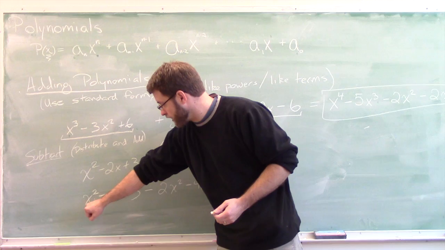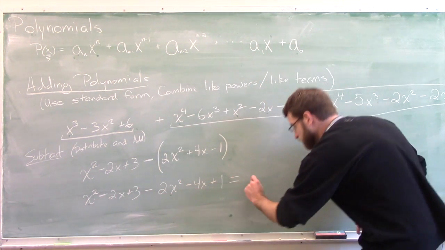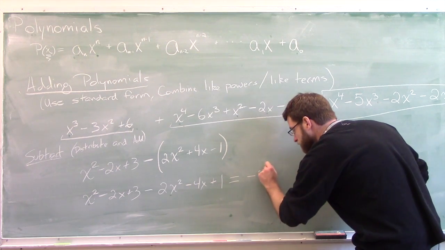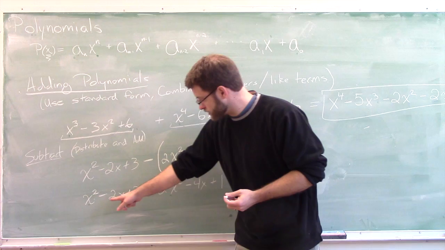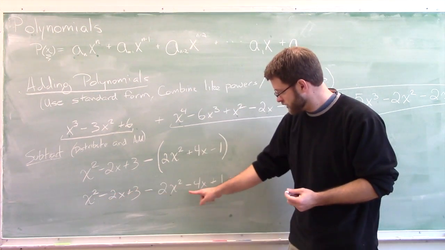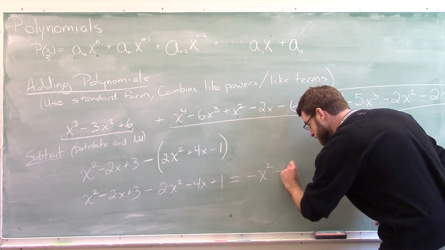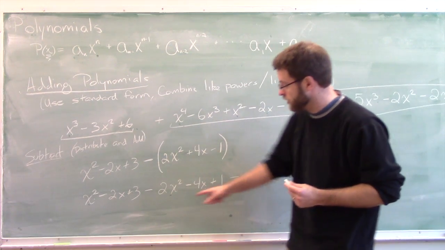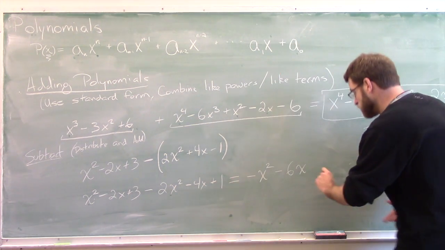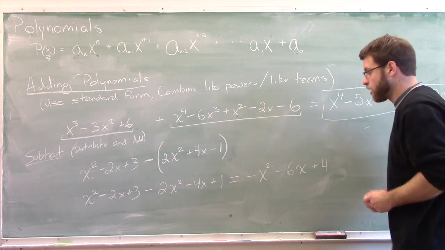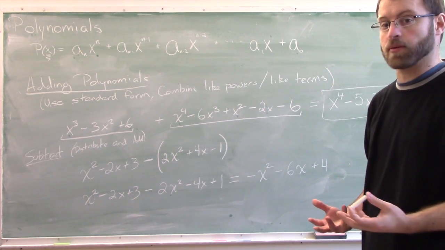We have 1x squared here and negative 2x squared here. Combining those will give us negative 1 times x squared, which I just write as negative x squared. Combining the x terms, we have a negative 2x and a negative 4x. Putting those together gives us negative 6x. And the constant terms, we have a positive 3 and a positive 1. Combining those will give us positive 4. So that's the basic idea when it comes to adding or subtracting polynomials.